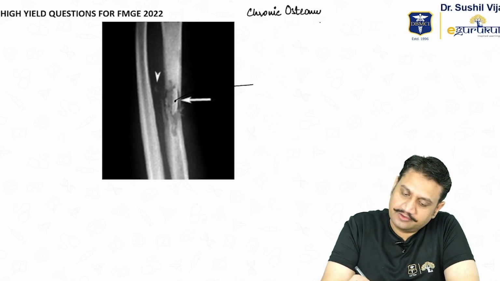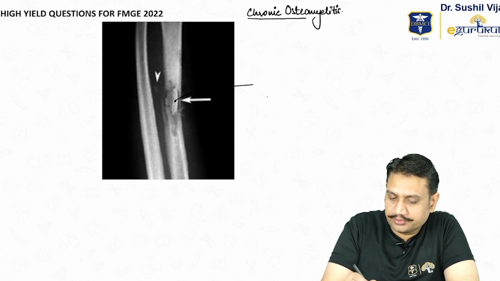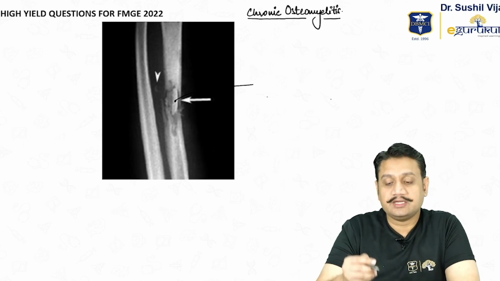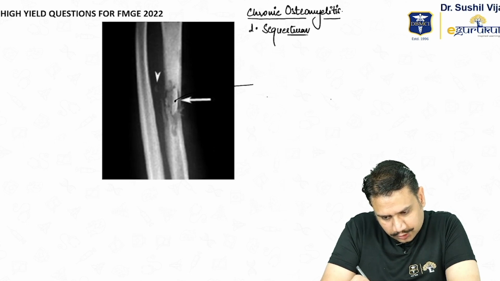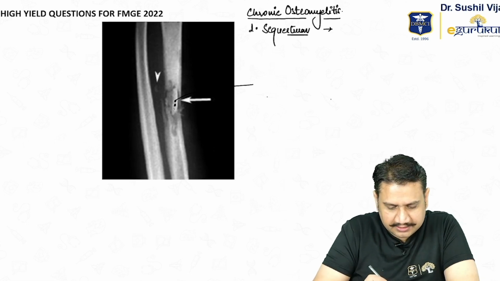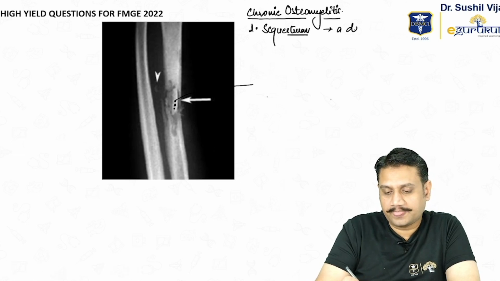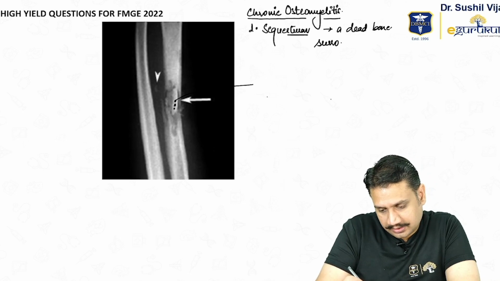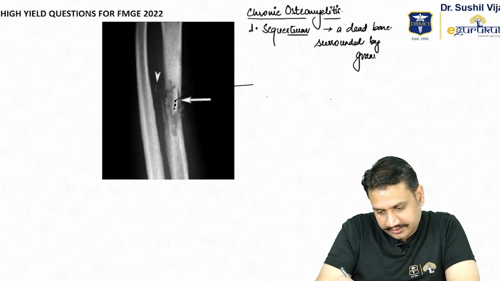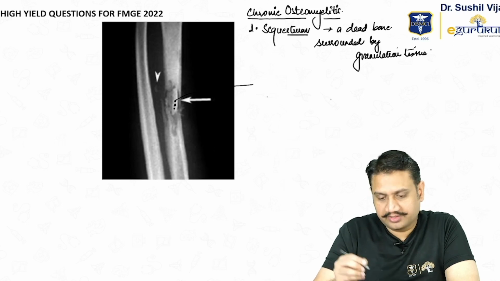This is an image of chronic osteomyelitis. Okay, so in chronic osteomyelitis, number one is what you call sequestrum. So what exactly is a sequestrum, guys? This one, this is a dead bone, right? That's a dead bone surrounded by granulation tissue, right?